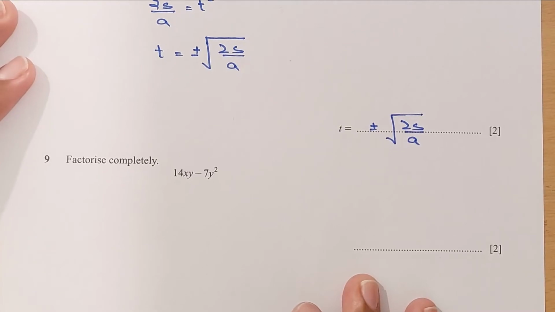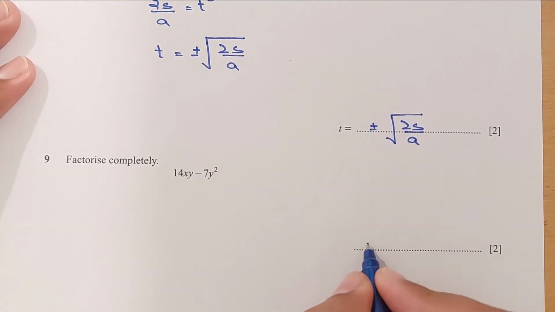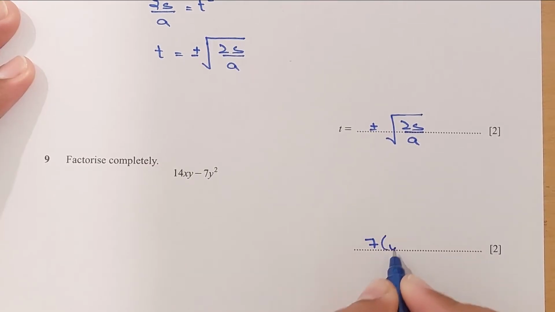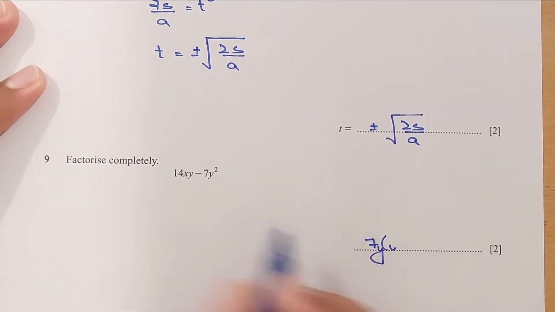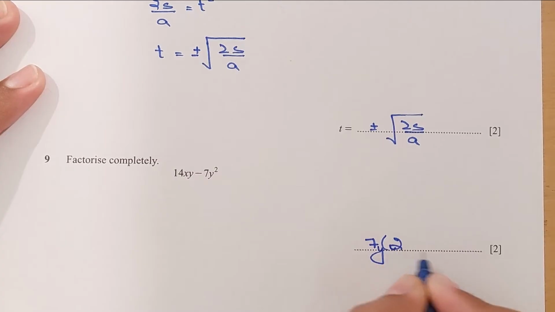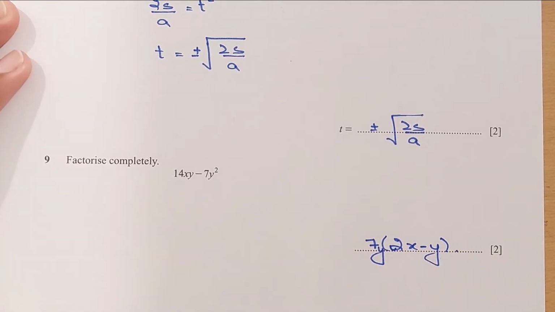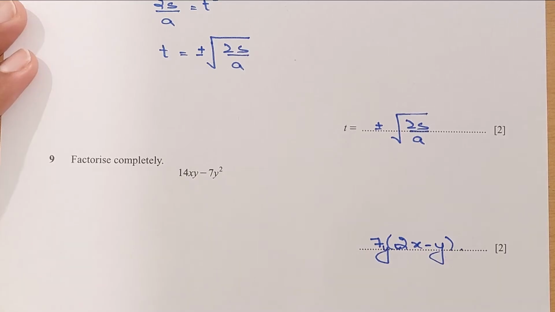Question number 9, factorize completely. So we can take 7 common because 7 and 14, 7 is a common factor. We can take y as common too. So 7 times 2 is 14, x minus y. 7y into 2x minus y is the factored form.